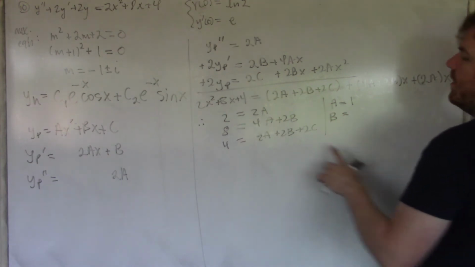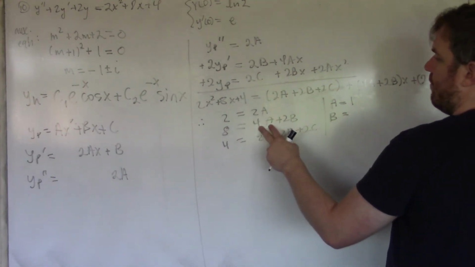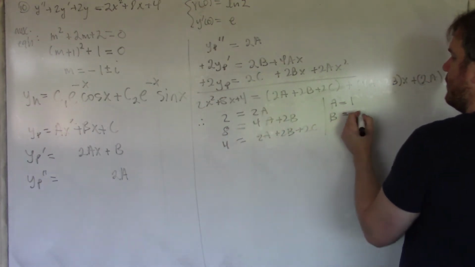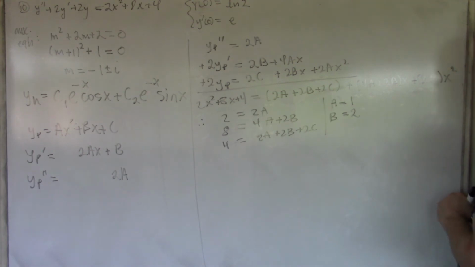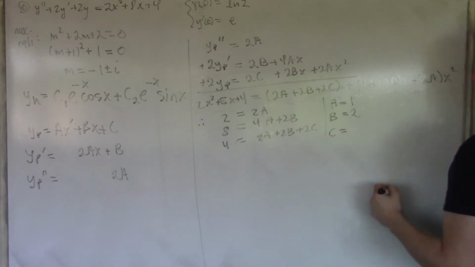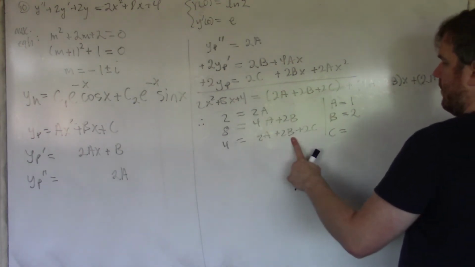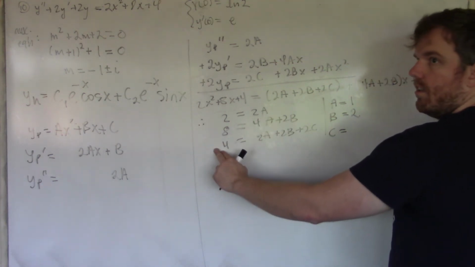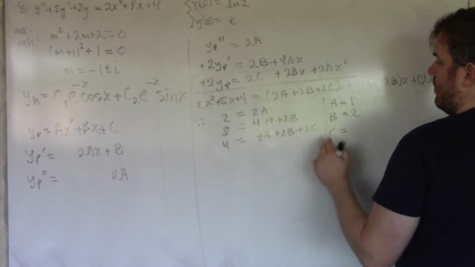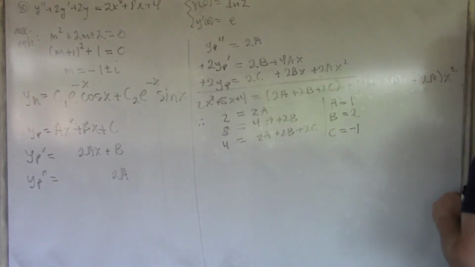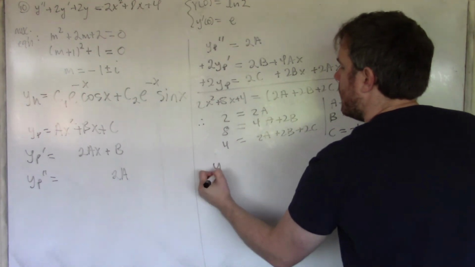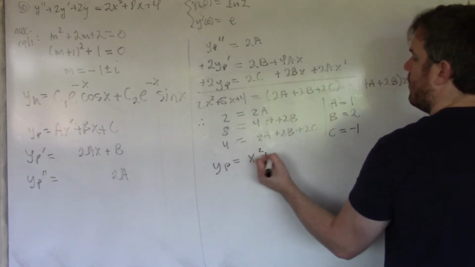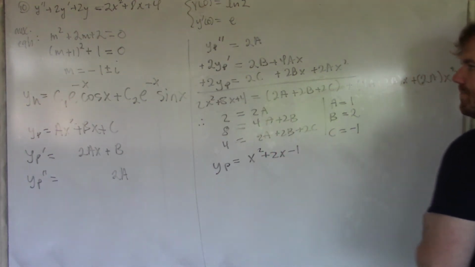For b, let's see, 4a is 4, so I subtract and I get 4 over here, divided by 2, then you get 2. So let's see, if this one's 2 and that one's, so this will be 2 plus 4 is 6. Subtract over, you'll get -2. Divided by 2 should be -1. So that y sub p is equal to x squared plus 2x minus 1.